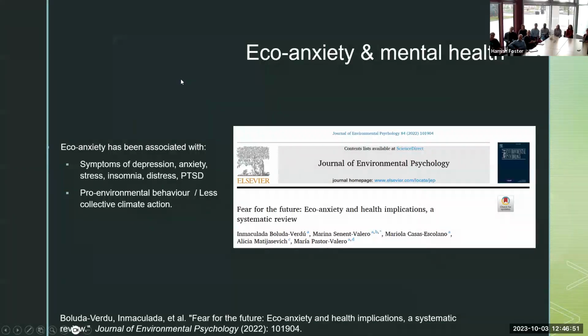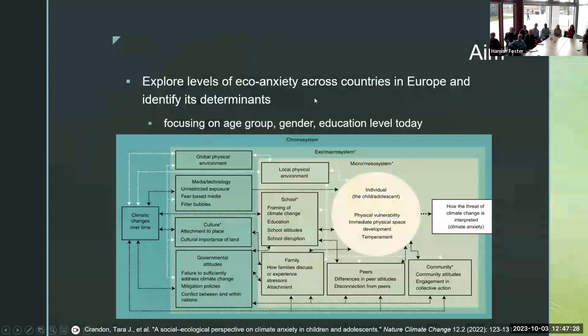And in terms of the impact on mental health, there isn't a huge amount of research in the area, and it's dominated by cross-sectional surveys. But some studies have shown that eco-anxiety can be related to symptoms of depression, insomnia, and PTSD. It can also lead to pro-environmental behaviour. But some other studies demonstrate that if it's high levels of distress, it can lead to less collective action.